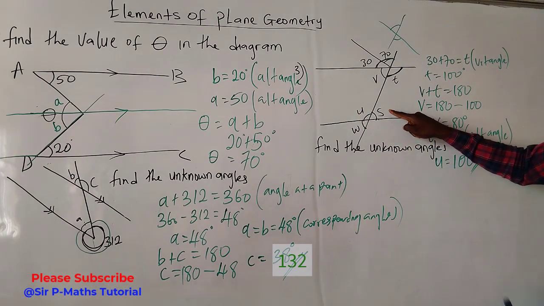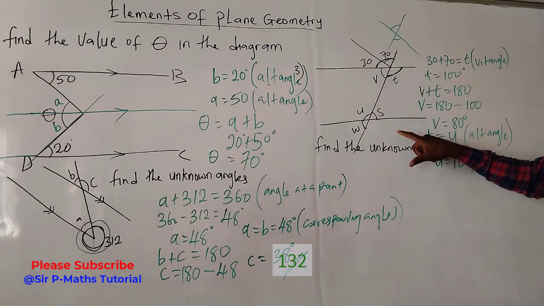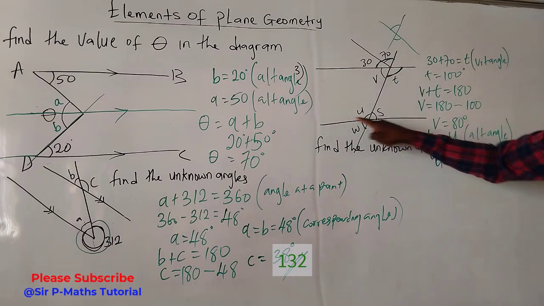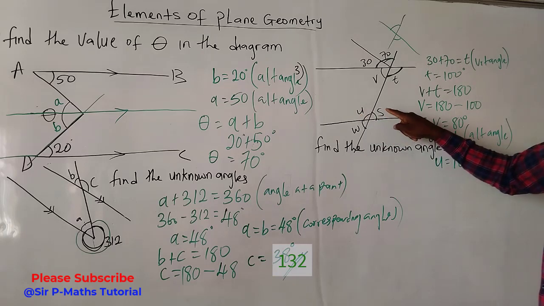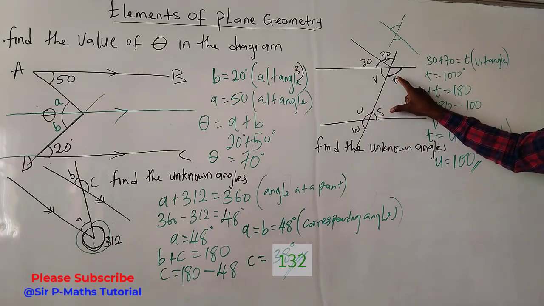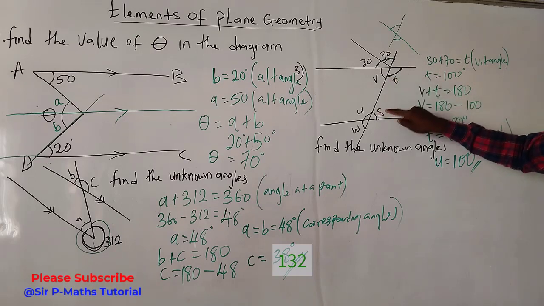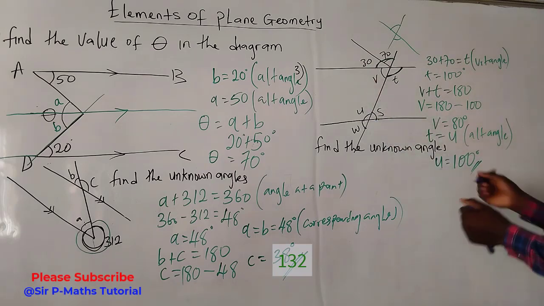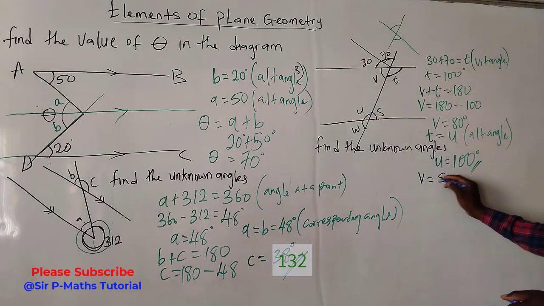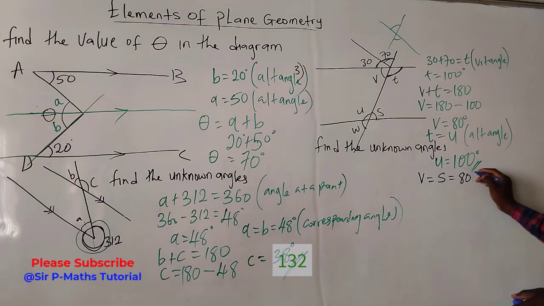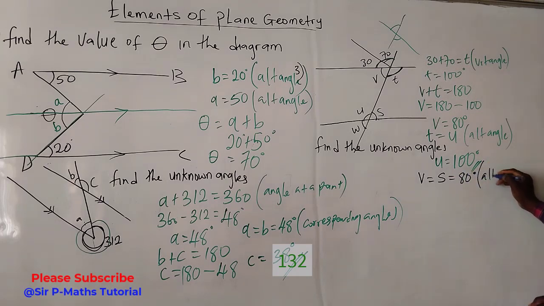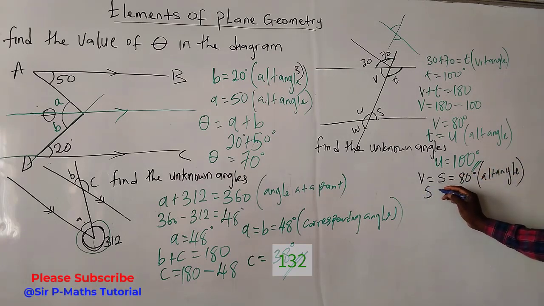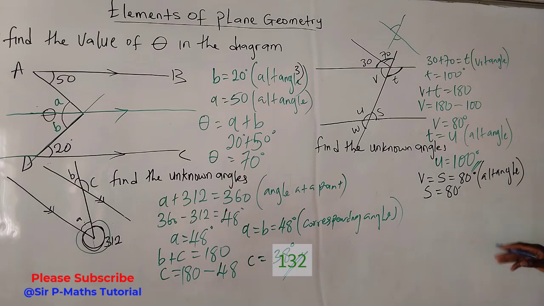All right. Now, to get S, S and V are alternate. Or we say we use the straight line since we have gotten U. Or we even use S and T. You know, opposite angles are supplementary. Here and here, if you add this and this, you will have 180 degrees. But let's use alternate angles. It is easier. V is equal to S, which is equal to 80 degrees because they are alternate angles. They are alternate, all right? So we've gotten S to be equal to 80 degrees.